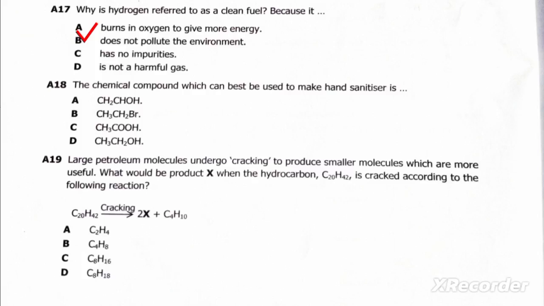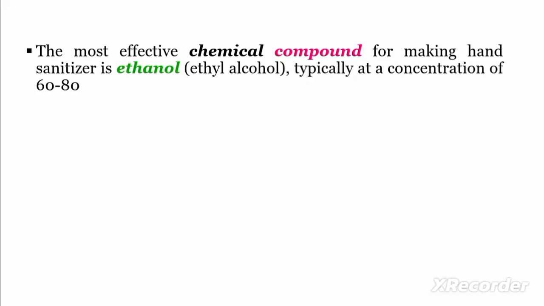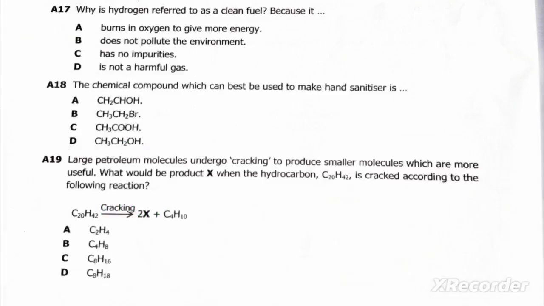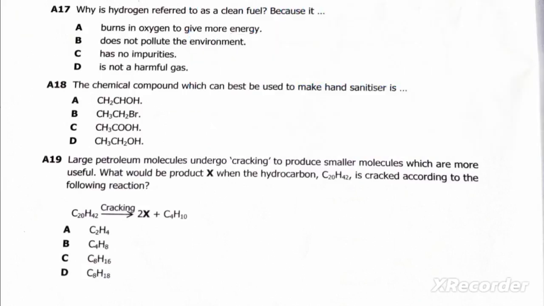Question 18, we have already answered question 18. Our correct answer here is alcohol, which is ethanol. Okay, the name of the alcohol we are talking about is ethanol. So alcohol is the one that is used to make hand sanitizer. Our correct answer here is alcohol. We shift to the next question, which is question A19.